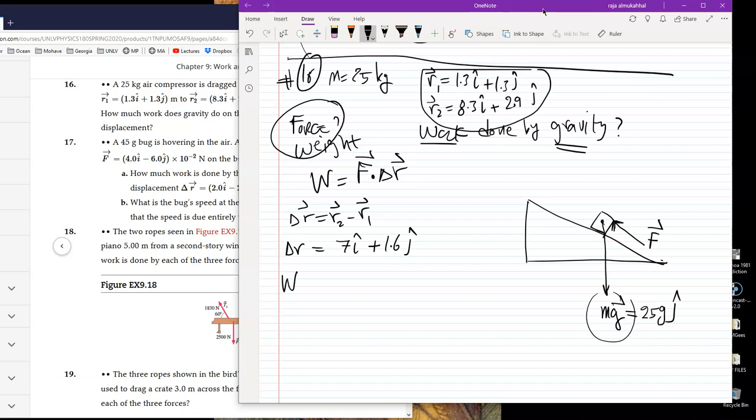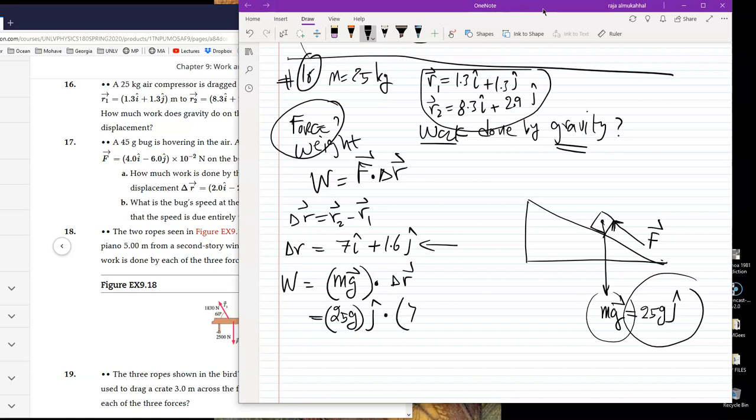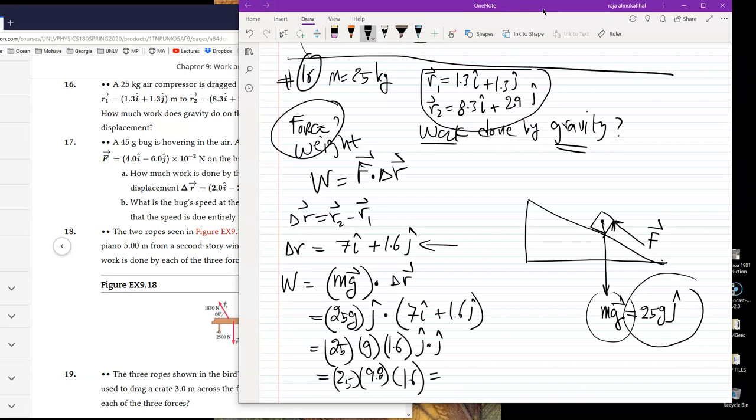Okay, so in this case, work is equal to mg as a vector dotted with delta R. mg as a vector is right here. Of course, it's 25 times 9.8, but I'm just keeping it like that. So 25g j dotted with 7i plus 1.6j. Because of the dot product, j dot i goes to 0, so you're left with j here. So that's basically 25 times g times 1.6 times j dot j, which is 1, right? And then 25 times 9.8 times 1.6, and then you get the answer.